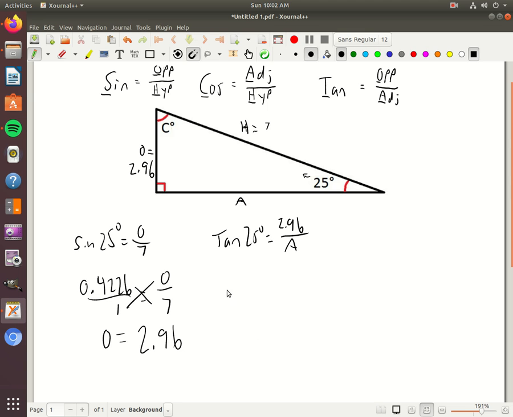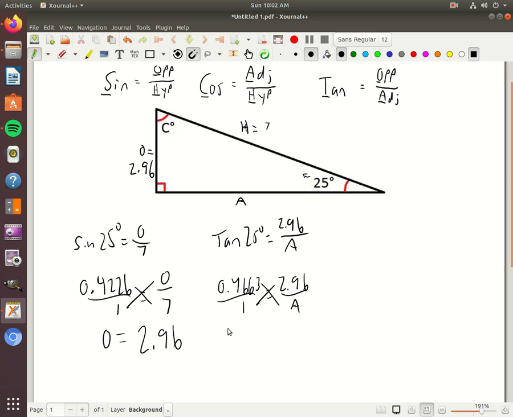So I'm going to go 0.4663 over 1 equals 2.96 over A. Again, shout out to A-Rod and J-Rod for giving me this ratio thing, because kids were getting screwed up solving this.